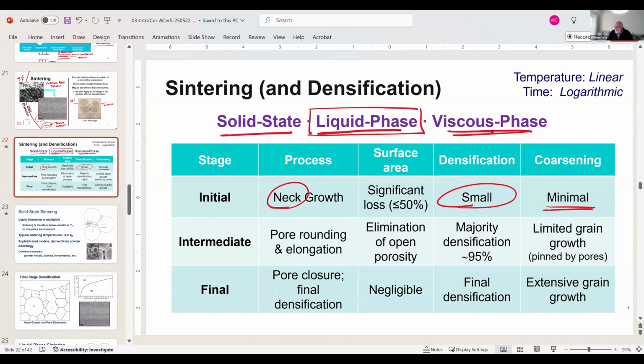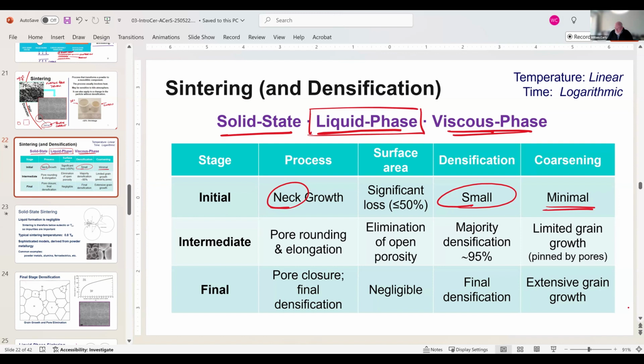Intermediate stage sintering, the pores become distinct now. They become channels or tunnels rather than a random porosity in a network. And at the end of that process, you've eliminated the open porosity, so your surface area plummets, because then it's just the exterior of the sample. Most, 95% of your densification occurs in an intermediate stage sintering regime.